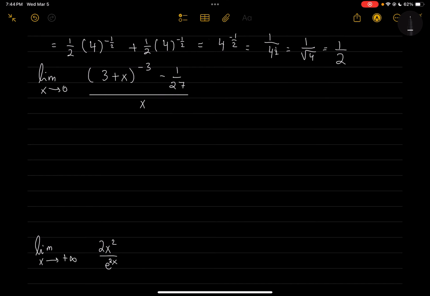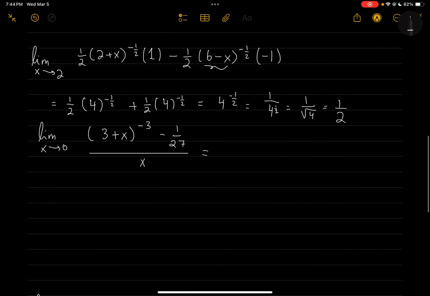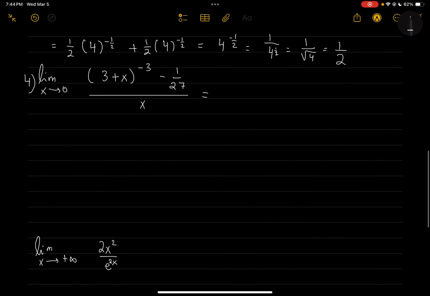So over here, this is which number? Number 4. So again, you replace x with 0. So you're going to get 3 to the power of negative 3 minus 1 over 27, over 0. Now 3 to the power of negative 3 is literally 1 over 3 to the power of 3, minus 1 over 27, over 0. Now 3 to the power of 3 is 27. So technically you're going to get 1 over 27 minus 1 over 27. So this is going to be 0 over 0.